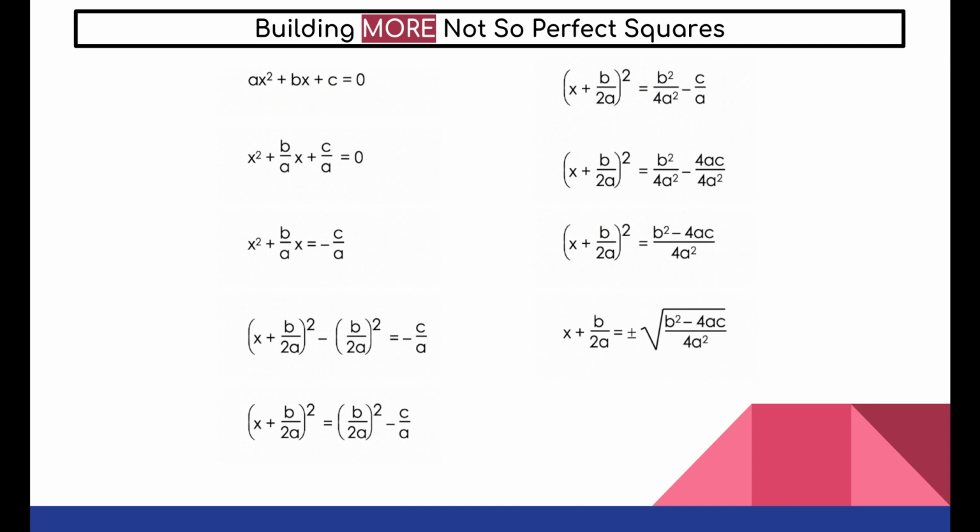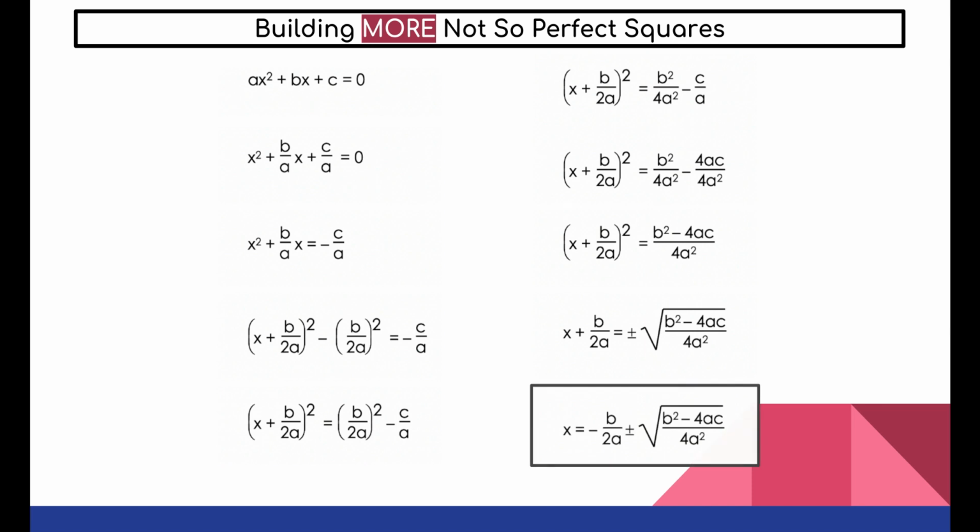So my equation now becomes x plus b over 2a equals plus or minus the square root of b squared minus 4ac over 4a squared. I can subtract the b over 2a from both sides, and I have my quadratic formula. Now, some people may look at this a little bit funny and say that's not the quadratic formula because they're used to negative b plus or minus the square root and then everything being represented over the denominator 2a. Both of these are valid forms of the quadratic equation.